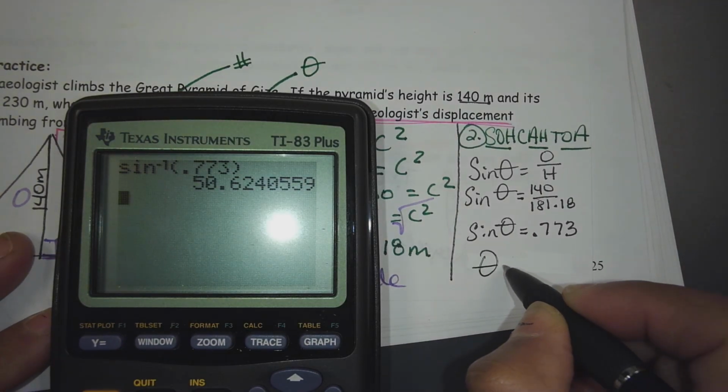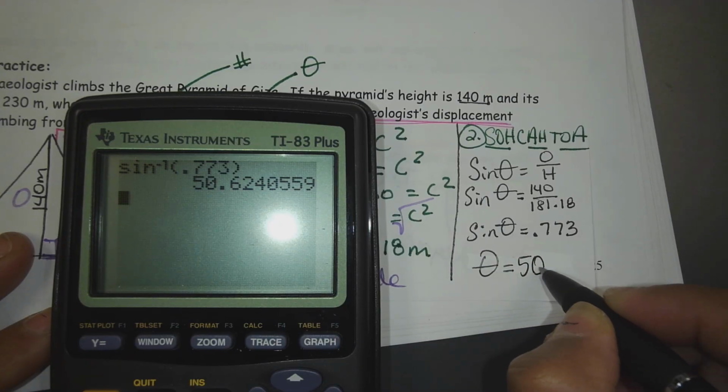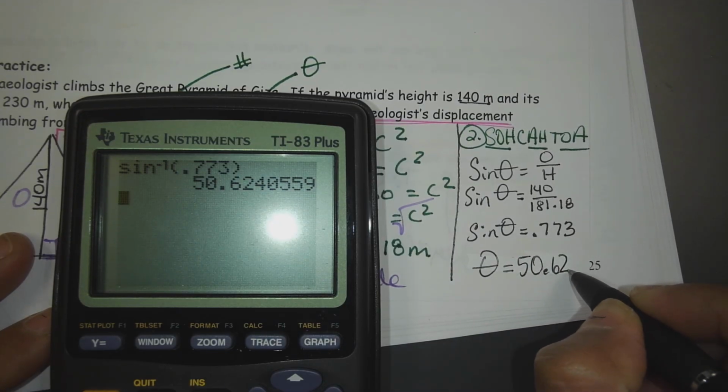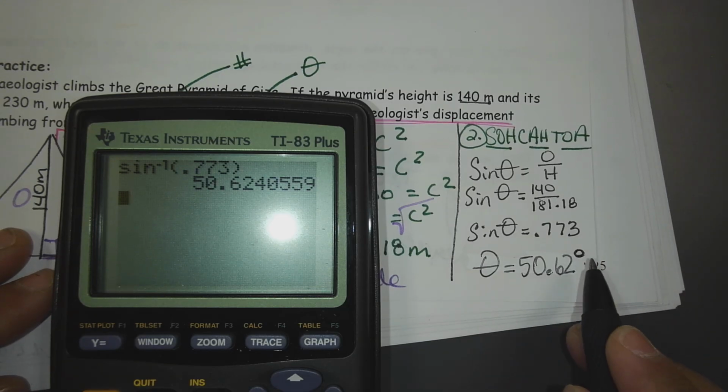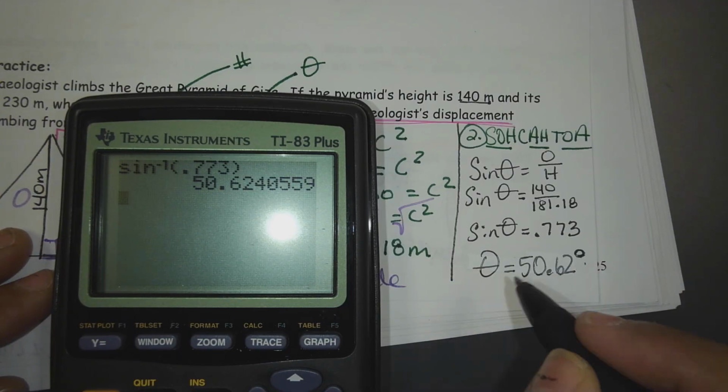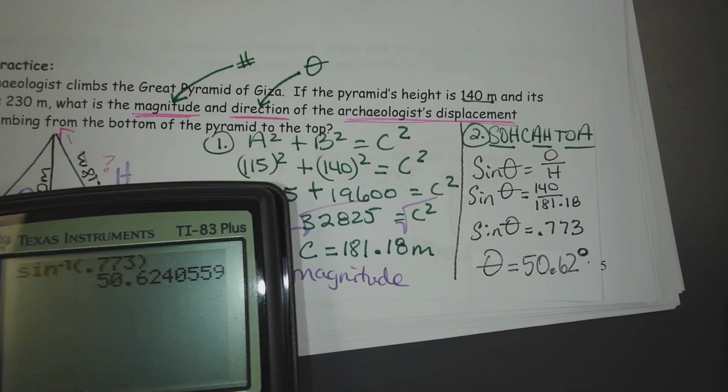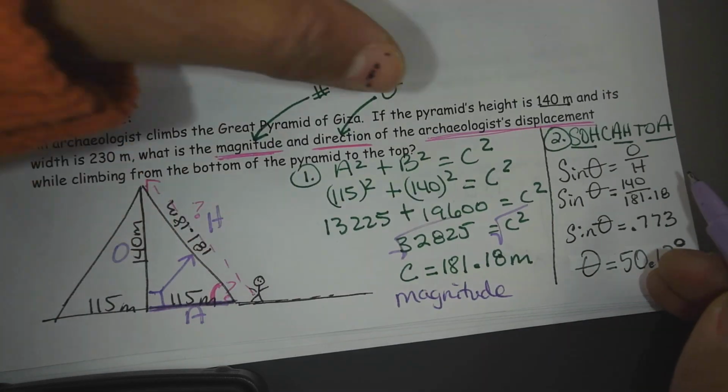The theta equals 50.62, and take a glance real quick in just a moment. This is the SI unit, degrees. If you don't have it, minus 2 points. That is the actual SI unit, degrees. And so we call this portion the direction.